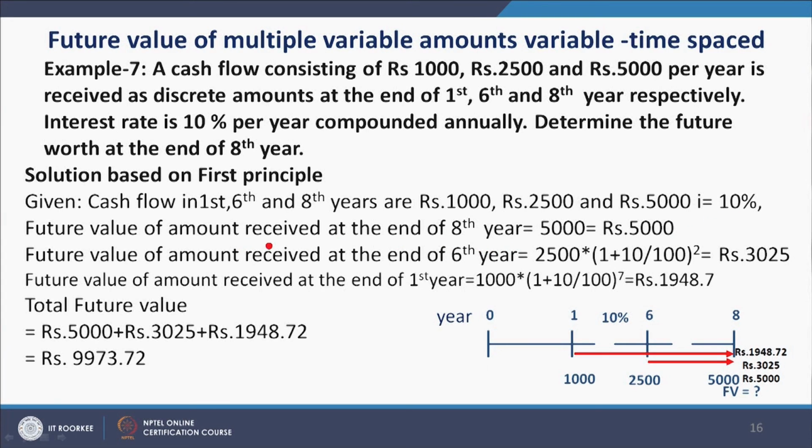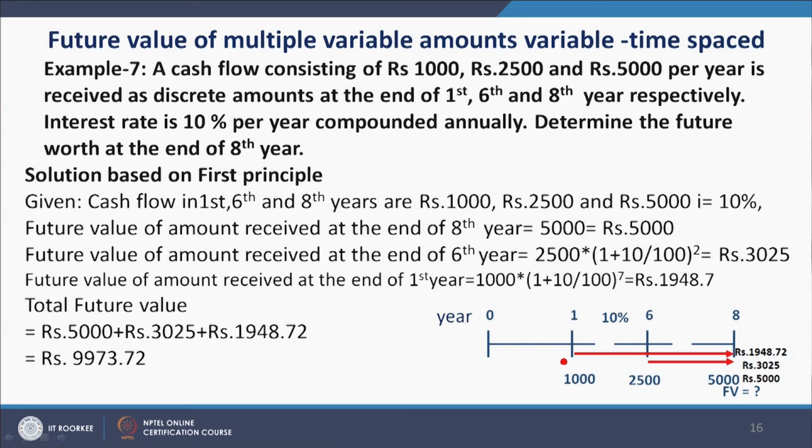So, the future value of the amount received at the end of 8th year is 5000, because I am finding out the future value at the end of 8th year. So, whatever investment is done at the end of 8th year will not draw any interest, and that is why that value 5000 remains 5000. At the end of 6th year my investment is 2500. So, it will draw interest for 2 years, 6 to 7 and 7 to 8, and that is why the future value will be 2500 into 1 plus 10 by 100 to the power 2, which comes out to be 3025.